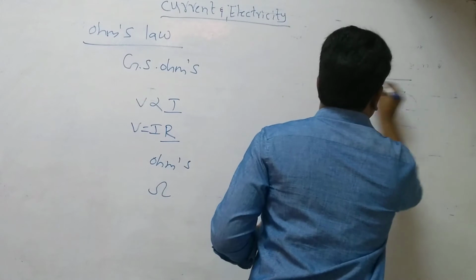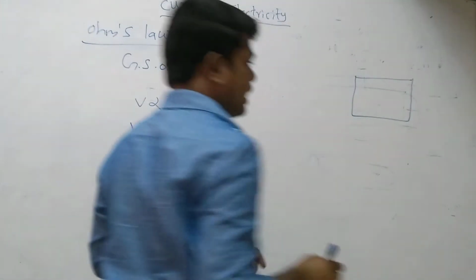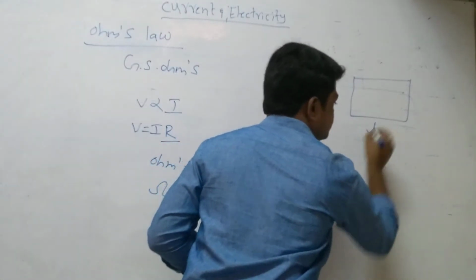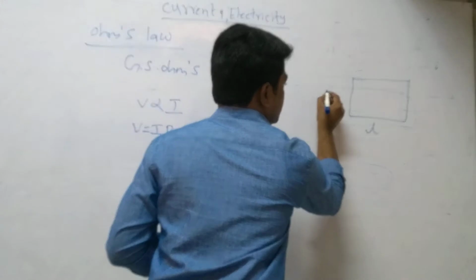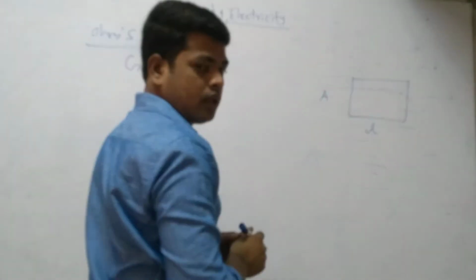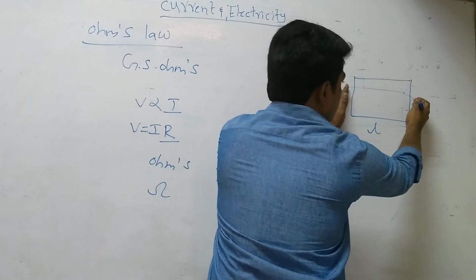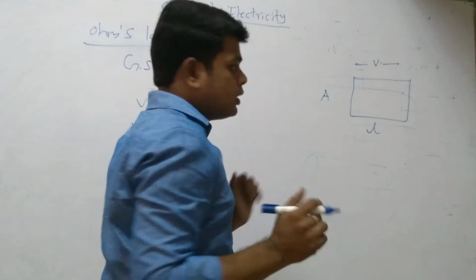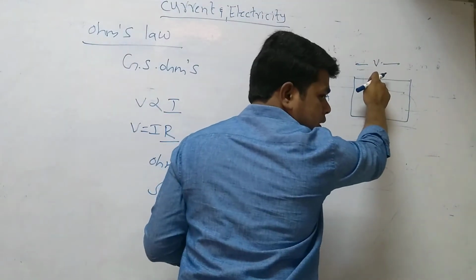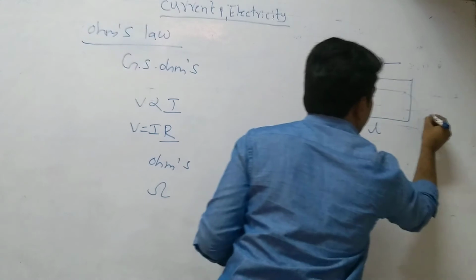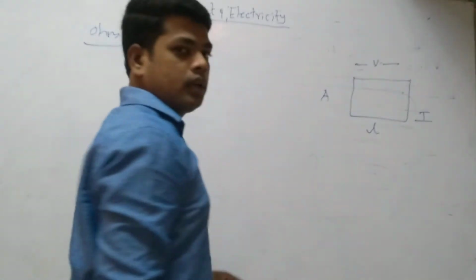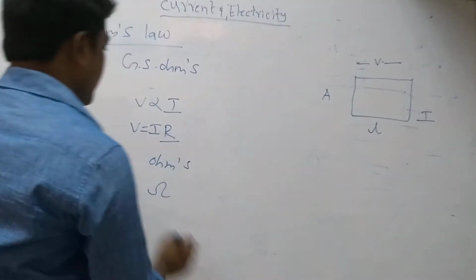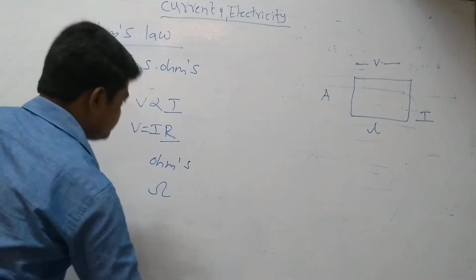Let's take a slab. The slab length is L. The area of cross section is A. At the two ends, the potential difference value is V. Then due to V, the current in the conductor is I. Then Ohm's law for this slab will become V is equal to IR.